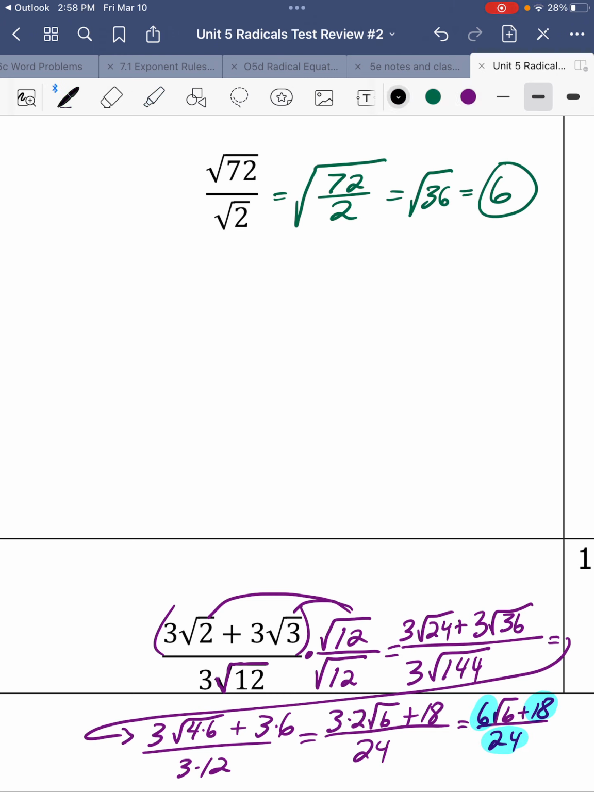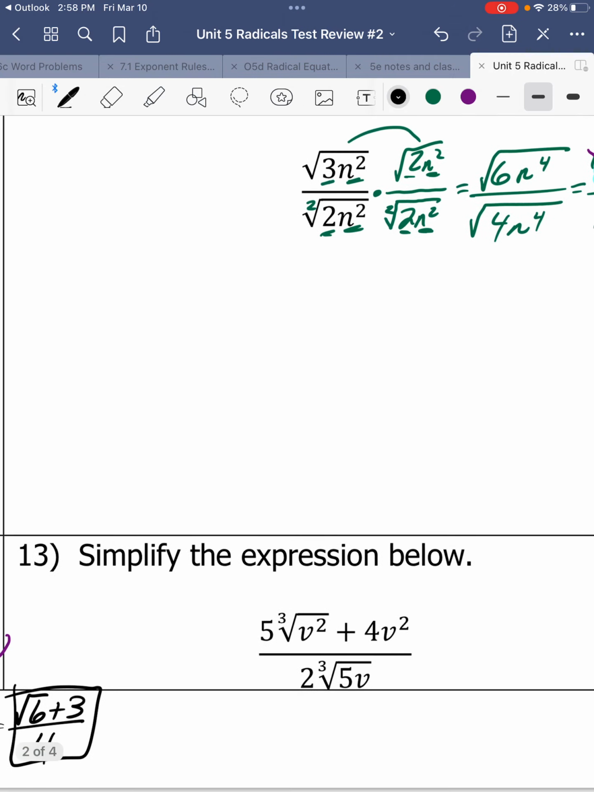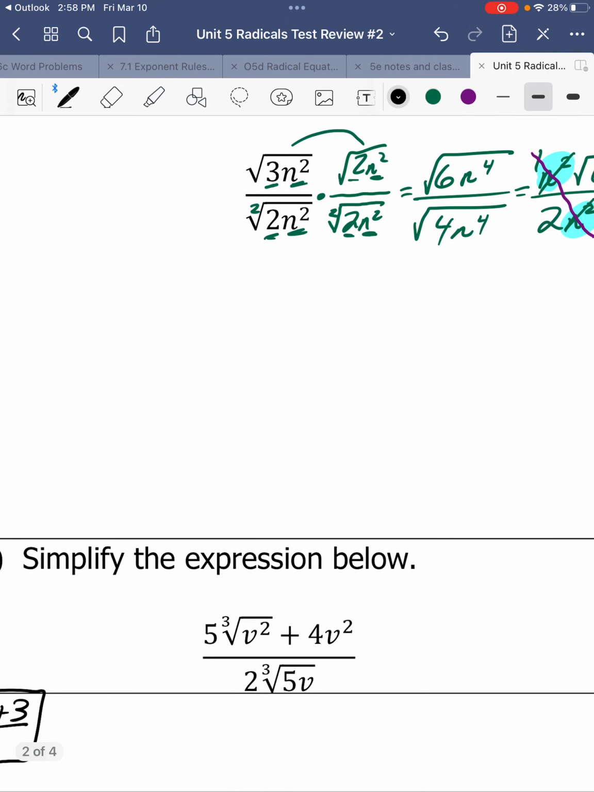And we look at each of our terms, our coefficients, and see, can we simplify them? And we actually can. We can divide them all by 6. So that's 1. 18 divided by 6 is 3. 24 divided by 6 is 4. So my final answer, I don't know why I went through all that. So 1 times the square root of 6 is square root of 6 plus 3 divided by 4. And you see the denominator no longer has a square root, so that is simplified. All right, number 13.